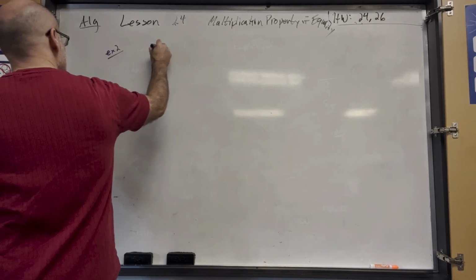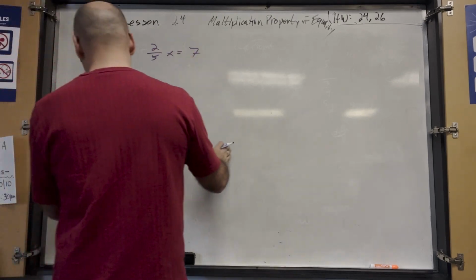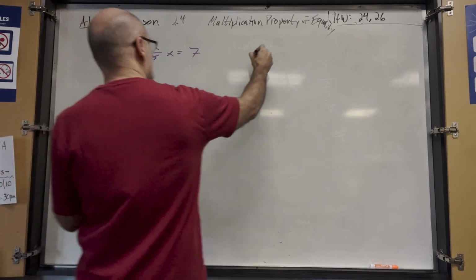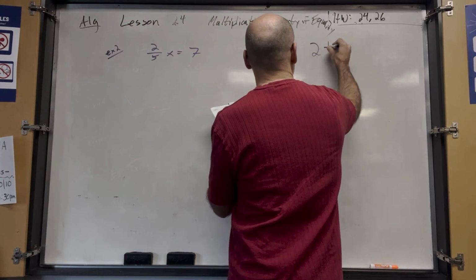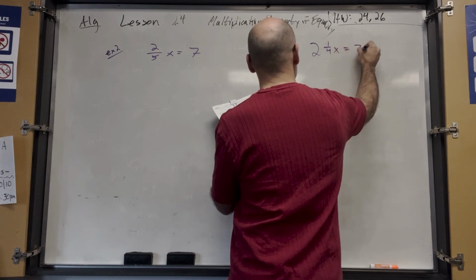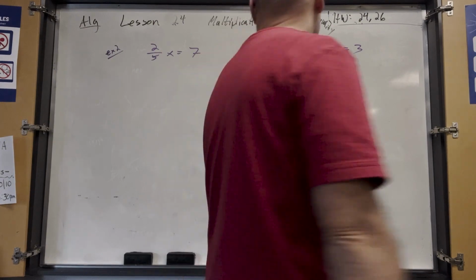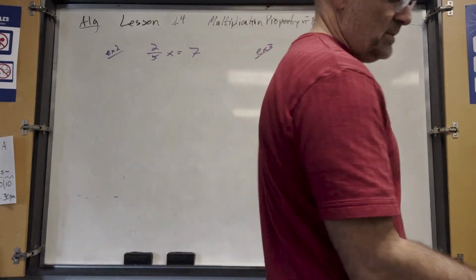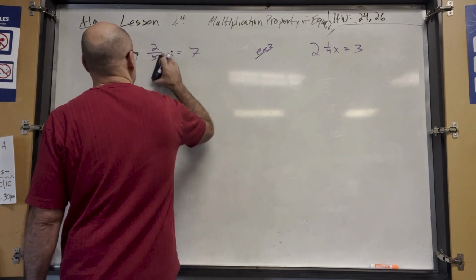Ready? 2/5 x equals 7. Example 3. 2 1/4 x equals 3. What is the bottom number on the first? 2/5. Sorry.